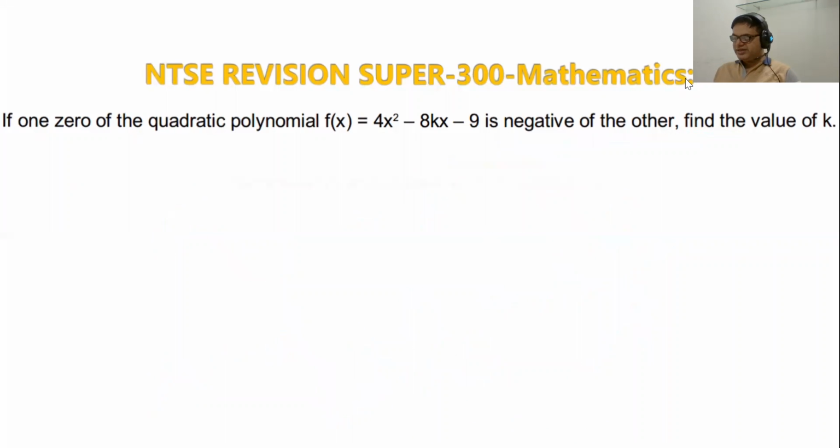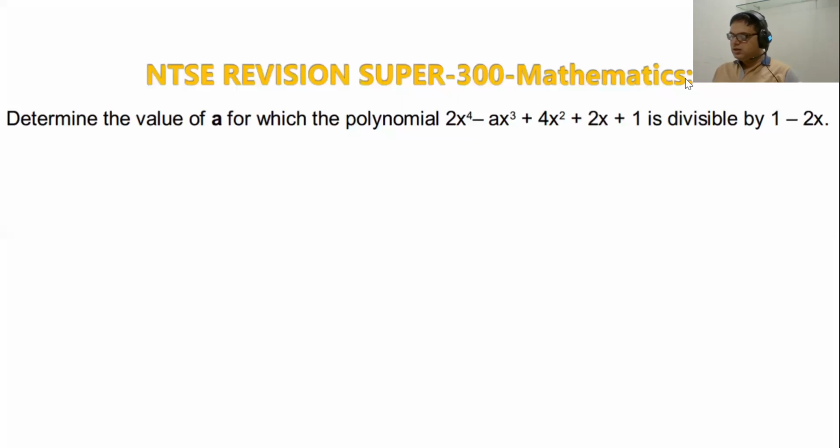Let us now move to the next question. Determine the value of a for which this polynomial is divisible by 1 minus 2x. Typical remainder theorem, typical factor theorem question.